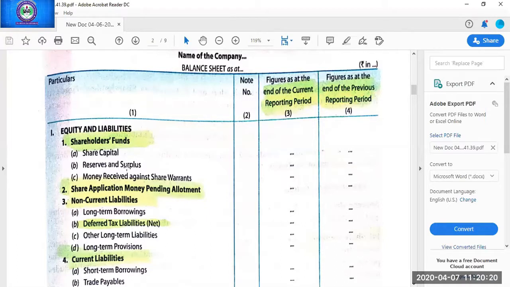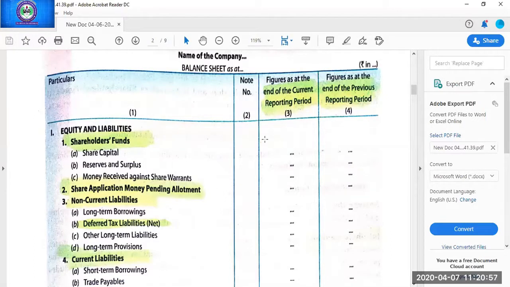So equity and liabilities. This is the first side, equity and liabilities. In this side, we will be showing all the equity and all the liabilities. Equity here means owner's fund, and liabilities here means borrowed fund, which we have taken from outside. So in owned fund, there are first 2 heads: shareholder funds and share application money pending allotment. In shareholder funds, there are 3 subheads. Which 3 subheads? Share capital, reserve and surplus, and money received against share warrants.